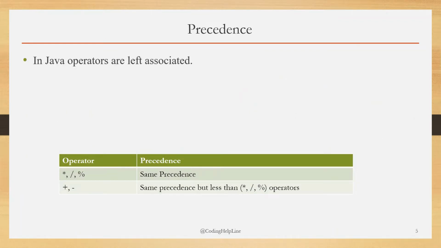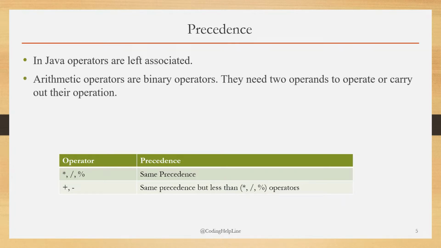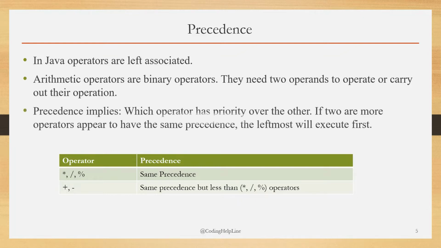Precedence. In Java, operators are left associated other than the assignment operator. I will discuss that in the 5th or 6th lecture, I think, when I discuss the assignment operator. So other binary operators are left associated. Unary operators are right associated. Arithmetic operators are binary operators. They need 2 operands to carry out their operation.